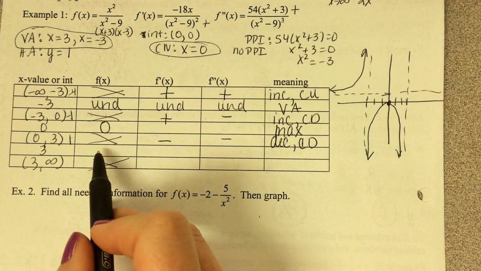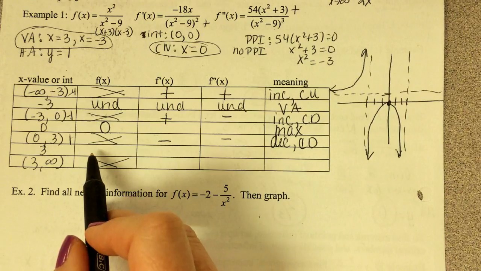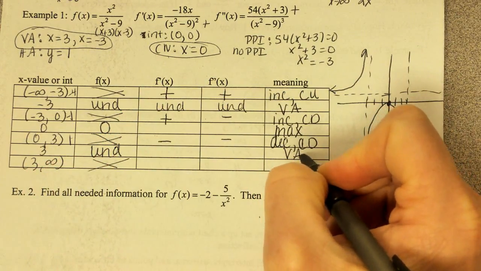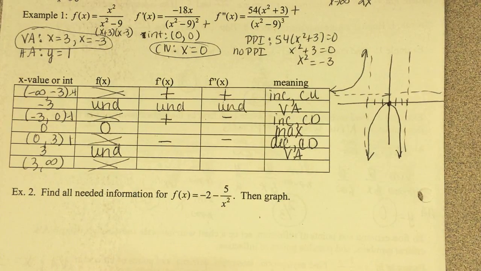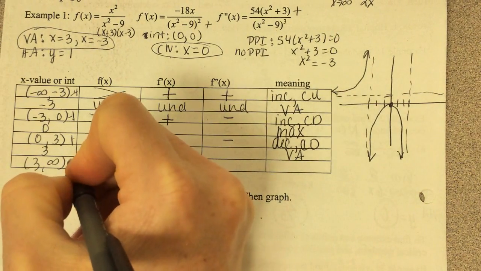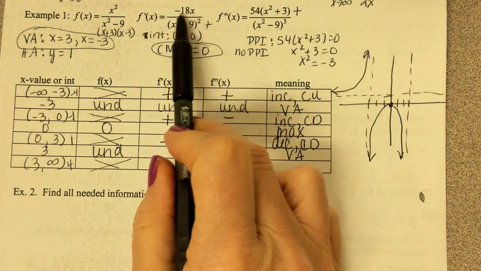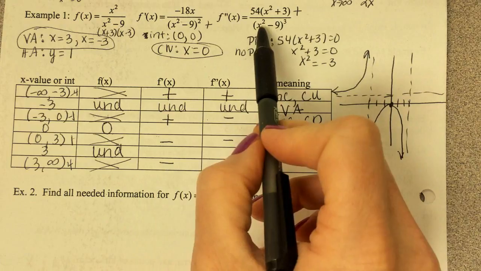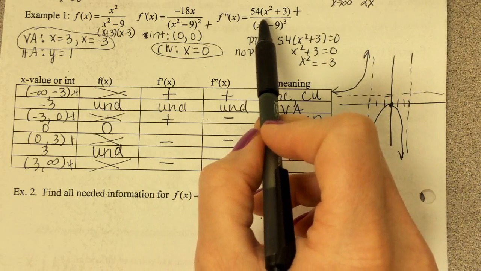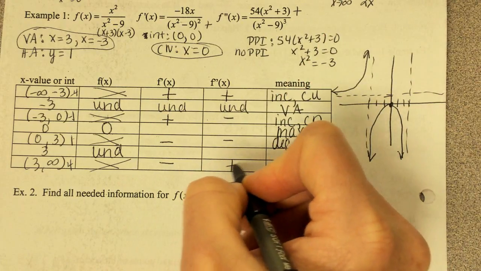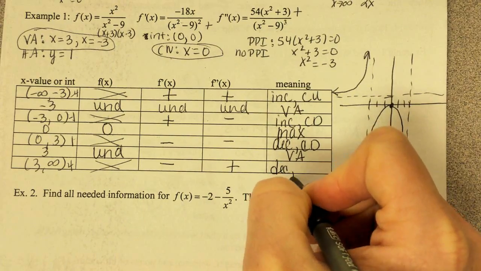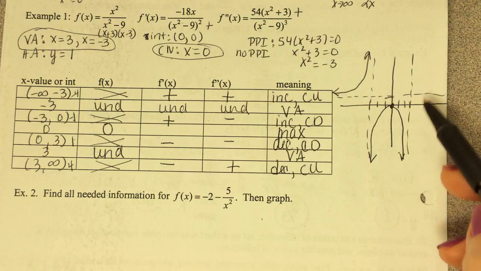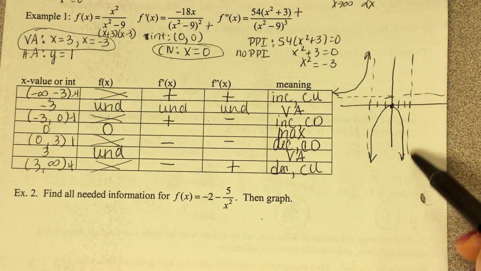And then when we test 3, we know that it was undefined already, and we already know it was a vertical asymptote. We don't need to waste time on that again. If I test 4, into my first derivative, it's going to be negative. Into my second derivative, all I care about is the bottom here. 4 squared is 16, that's positive. So we're going to be decreasing and concave up. So think about how that's going to look. Is that going to be A or B?